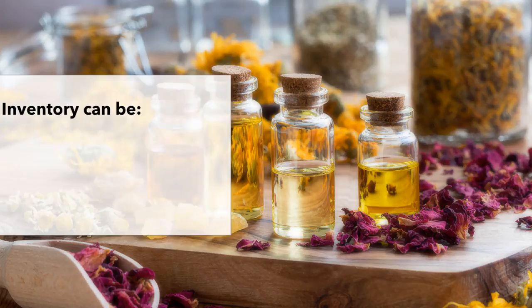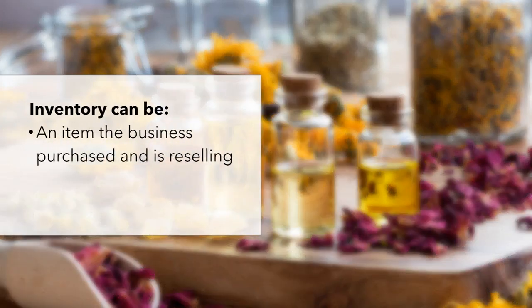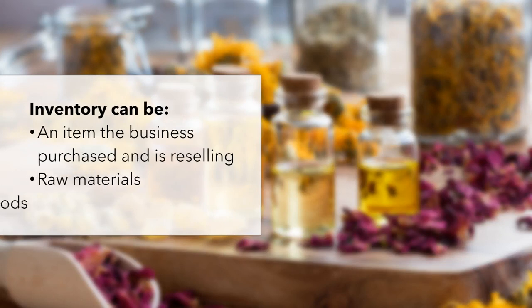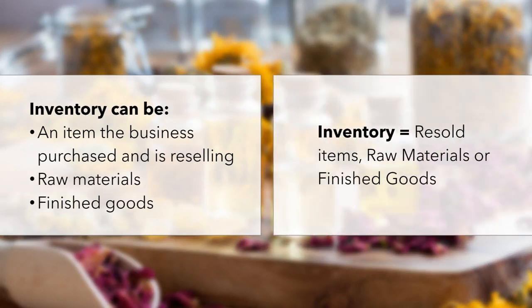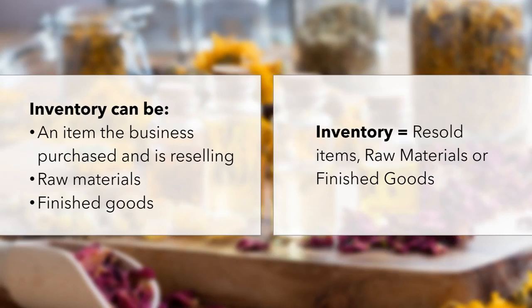inventory. Inventory can be an item the business purchased and is reselling, raw materials, or finished goods. Finished goods generally start as raw materials, then move to work in process, then move to finished goods.